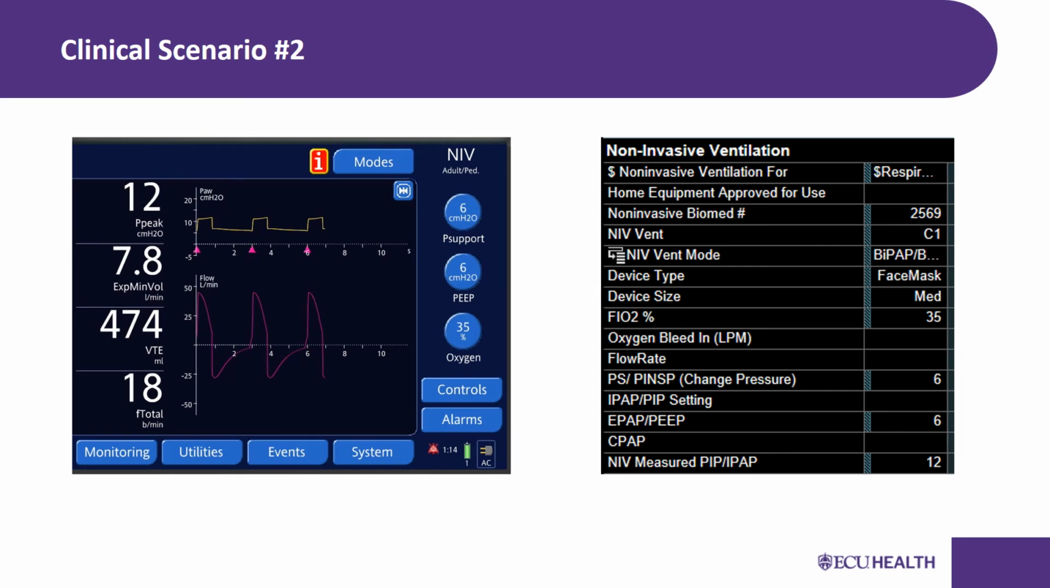So if we look at the right hand of the screen, we have our flow sheet again. Patient's FiO2 set to 35%, but note that the patient is on BiPAP this time. So we did set a pressure support setting, and that is 6. We did not, however, set an IPAP or a PIP setting technically, and we did set a PEEP of 6. The total pressure measured is 12. So this is what we should document on the Hamilton C1.